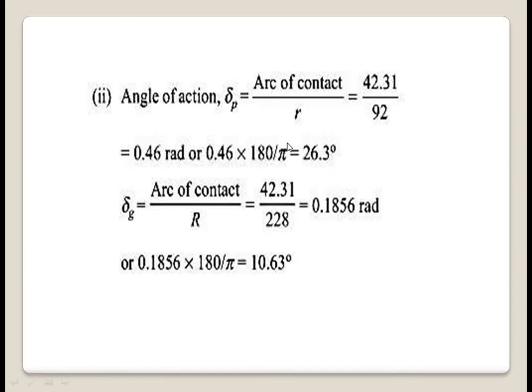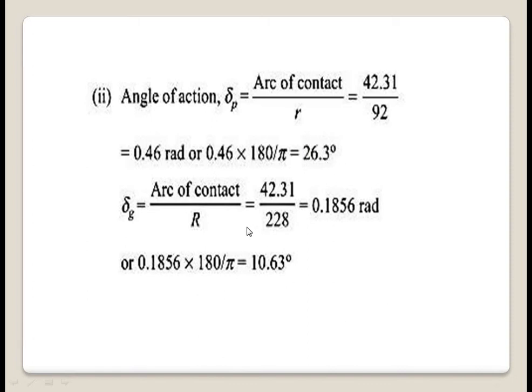Okay, so this is the conversion. To convert radians to degrees, we multiply by 180 divided by pi. Suppose we have to convert degrees into radians, then we multiply by pi divided by 180. The only difference is 180 by pi or pi by 180. Now here we have to convert radians to degrees, so we multiplied by 180 divided by pi. So we got the angle of action for the pinion, 26.3 degree.